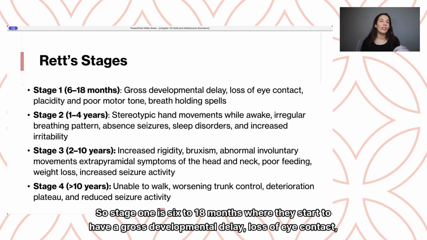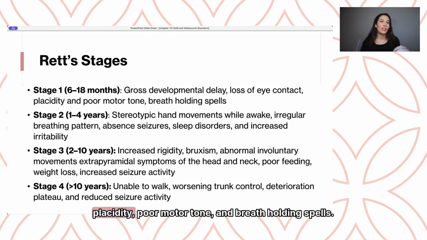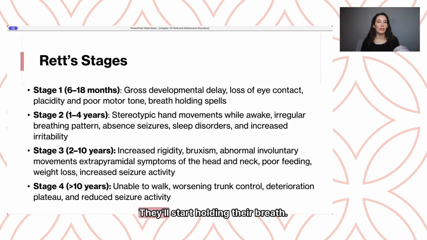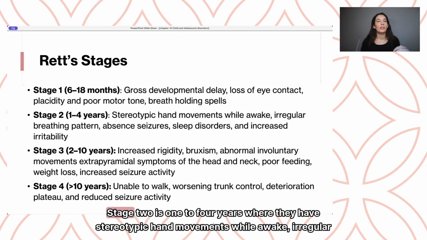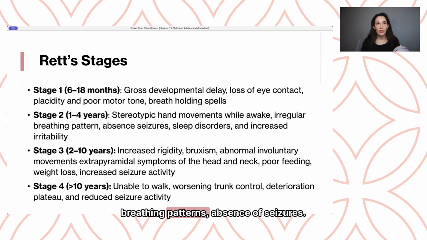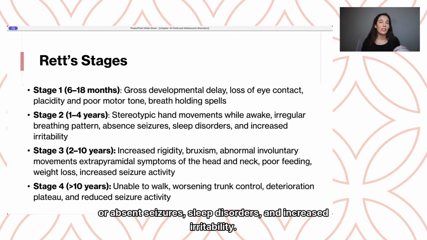Rett's syndrome has stages. Stage 1 is 6 to 18 months, where they start to have a gross developmental delay, loss of eye contact, placidity, poor motor tone, and breath-holding spells. They'll start holding their breath. Stage 2 is 1 to 4 years, where they have stereotypic hand movements while awake, irregular breathing patterns, absence of seizures, sleep disorders, and increased irritability.